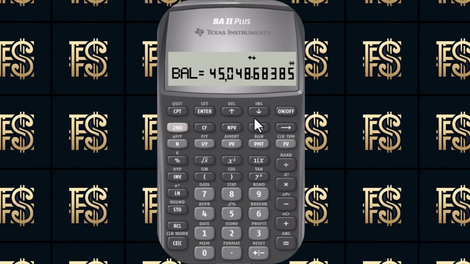Now, when I arrow down, I find that the balance on his account after he's made 12 payments to this loan is still $45,048.68. If I arrow down again, I can see, remember that his payment was $1,035.40, but the principal portion of that 12th payment was $847.99. Additionally, the interest portion of that 12th payment was $187.41. We were able to answer the final three questions simply by using the amortization worksheet.